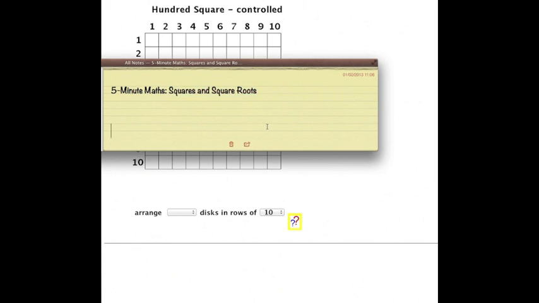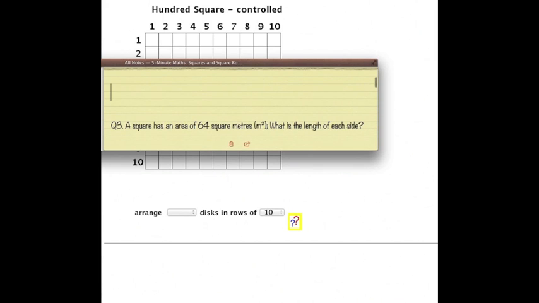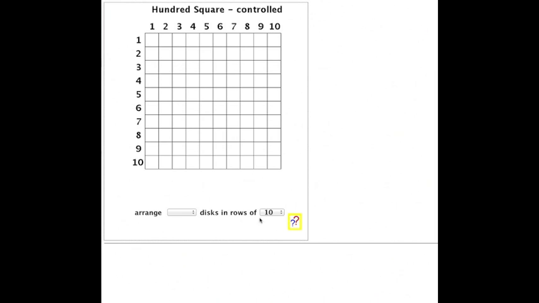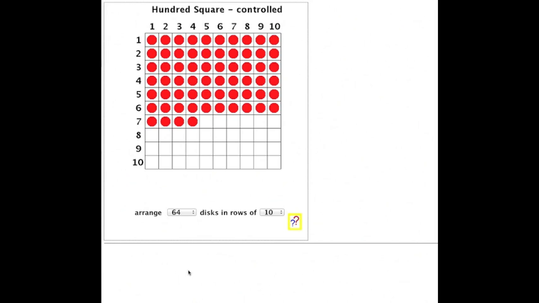So, here's the question. A square has an area of 64 square meters. What is the length of each side? And the options are 4 meters, 8 meters, 12 meters and 16 meters. Well, let's imagine that each of these square meters is represented by a red disc. So here are 64 of them, and we're told that they form a square.